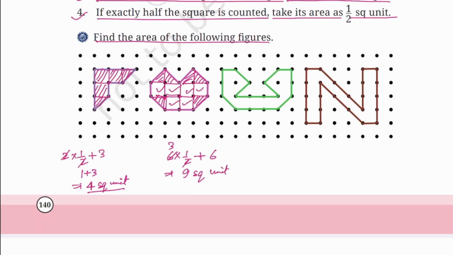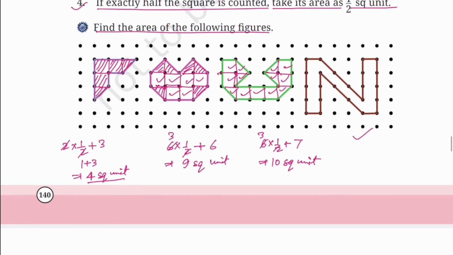For third figure, number of halves 1, 2, 3, 4, 5, 6. That is 6 into 1 by 2. And complete squares 1, 2, 3, 4, 5, 6, 7. The area is 10 square unit. Similarly, you can do for this figure.